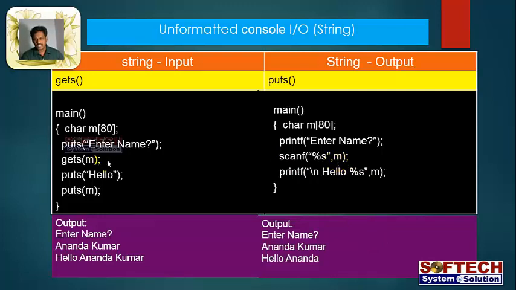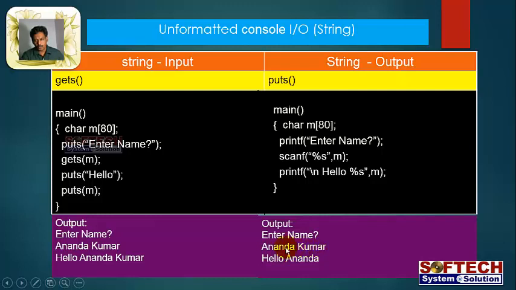But gets takes only one input per gets, into only one variable. We cannot use two variables here. gets of m comma n is invalid. So it is only one variable, and one line is one input to that variable. In scanf, one line is not one input to that variable. In scanf we can use more variables to get values from the keyboard, and we separate the inputs by a blank space or the enter key.